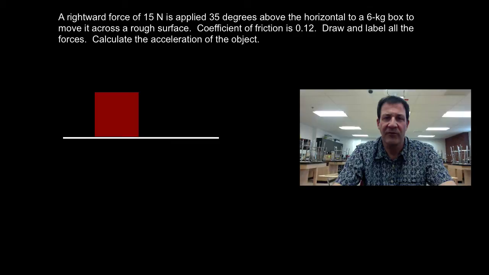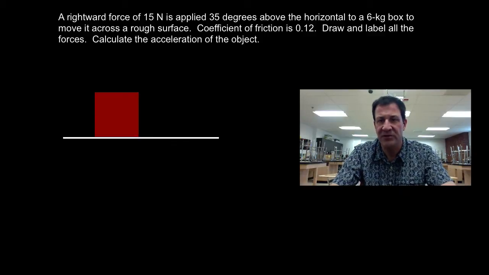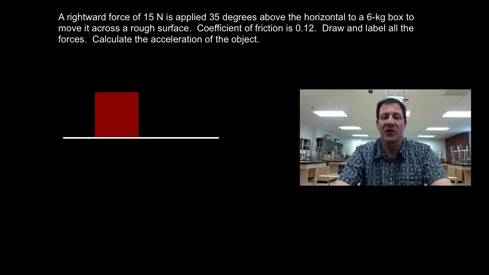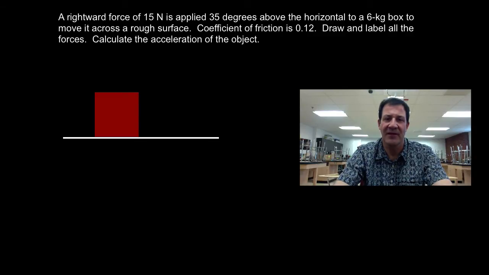We have a rightward force of 50 newtons applied 35 degrees above the horizontal to an object that has a mass of 6 kilograms. It's moving across a rough surface. The coefficient of friction is 0.12. We want to draw all the forces, label all the forces, calculate the magnitude of the forces, and then calculate the acceleration of the object.